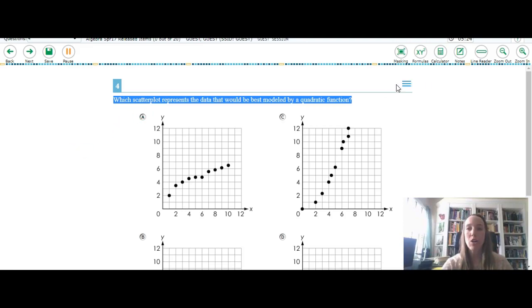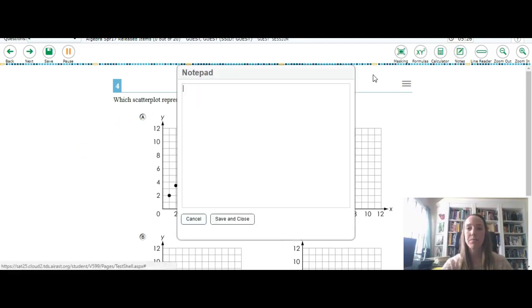So I'm going to use my notes up here, and I'm going to say, okay, I know I've learned all of these different graphs. I know I've learned a linear function, and obviously that's going to form a straight line. So when I'm looking at these scatter plots, if the line of best fit, that line that goes through the center of the data, is a line, that's not going to be one of those quadratic functions.